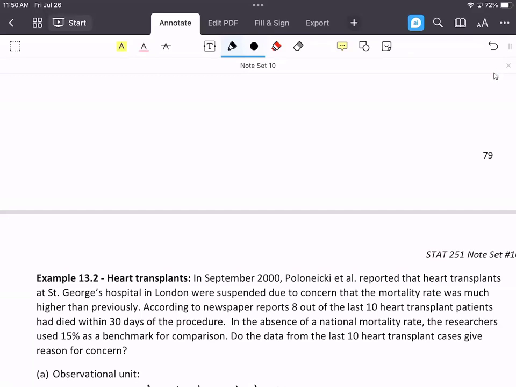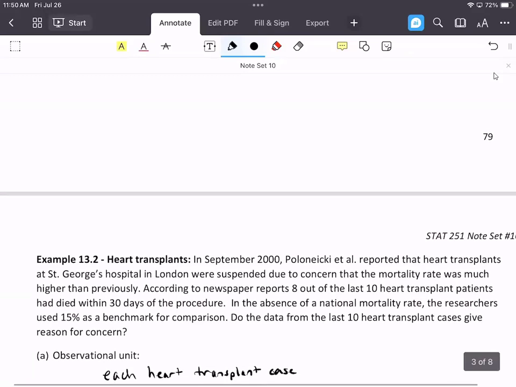So what is the observational unit? Now, I may be tempted to say each St. George patient. Well, here's the problem. At St. George's, they probably do more than just heart transplants. It would be my guess. It's a hospital in London. What we're going to look at instead is each heart transplant case. So if we have some more specific information, we'll use it in terms of giving our observational unit.